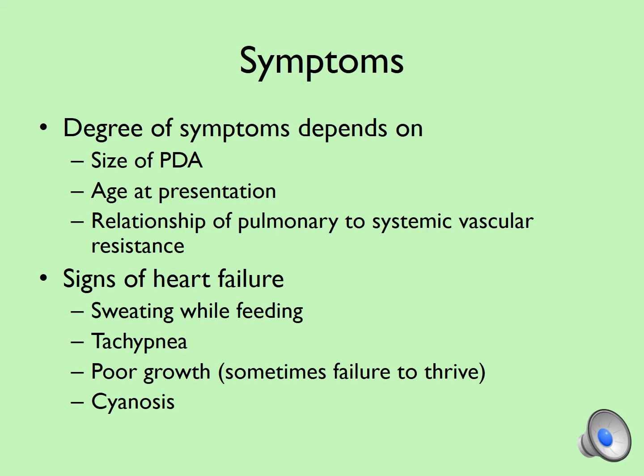We might also see some signs of heart failure. So this can include sweating while feeding. This can include tachypnea. And because it takes so much effort for patients with PDA to perfuse their whole body, especially with a larger PDA, we might even see poor growth in infants and neonates. An additional thing that we can see with patients that have PDA is cyanosis, and that can be related to the degree of perfusion that the patient may or may not have, again, depending on the size of the PDA.